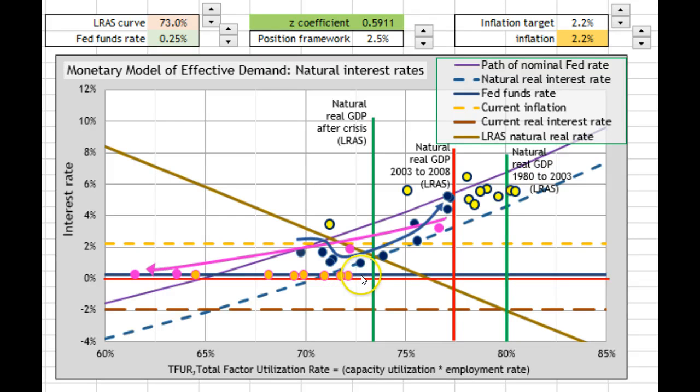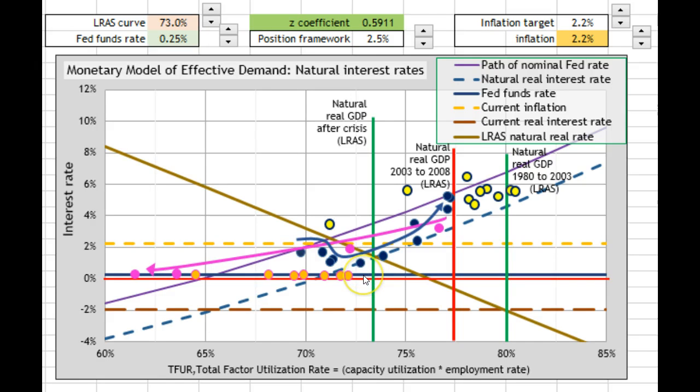As capacity utilization and employment, this total factor utilization rate, comes close to here and begins to stop, the Fed is going to be way behind the ball. They're going to have a lot of catch up to do, because the economy is going to be sitting there wondering, okay, what are you going to do now, Fed? We're not moving. Are you going to lower the interest rate more? Are you going to try and do more QE? And the economy won't move from this point.